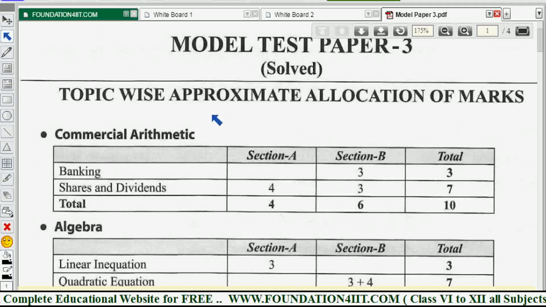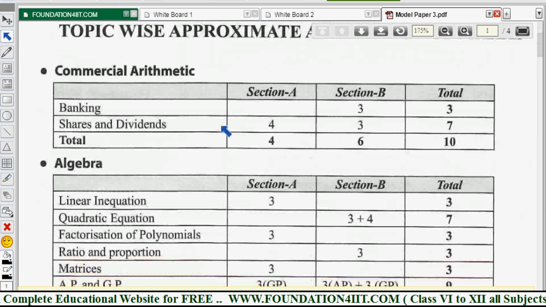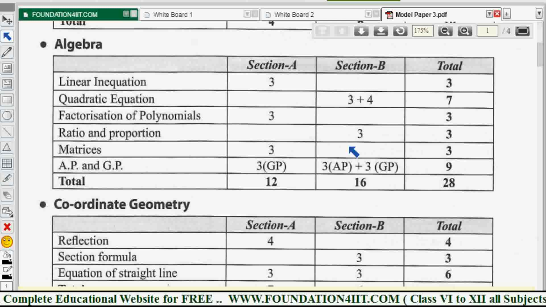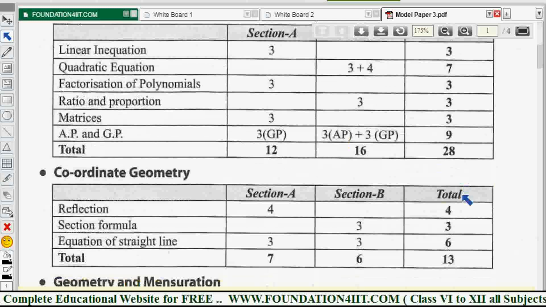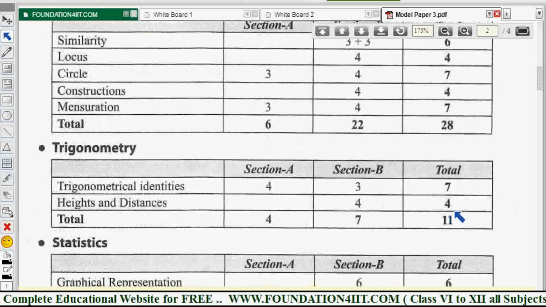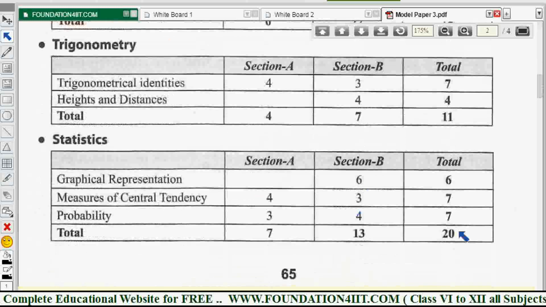I'll explain the complete model paper, especially for class 10th maths ICSE students. Let us see this paper once, topic wise approximate allocation of marks. Commercial arithmetic we got 10 marks, algebra is 28, coordinate geometry is 13, geometry and mensuration together is 28, trigonometry is 11, and statistics is 20.